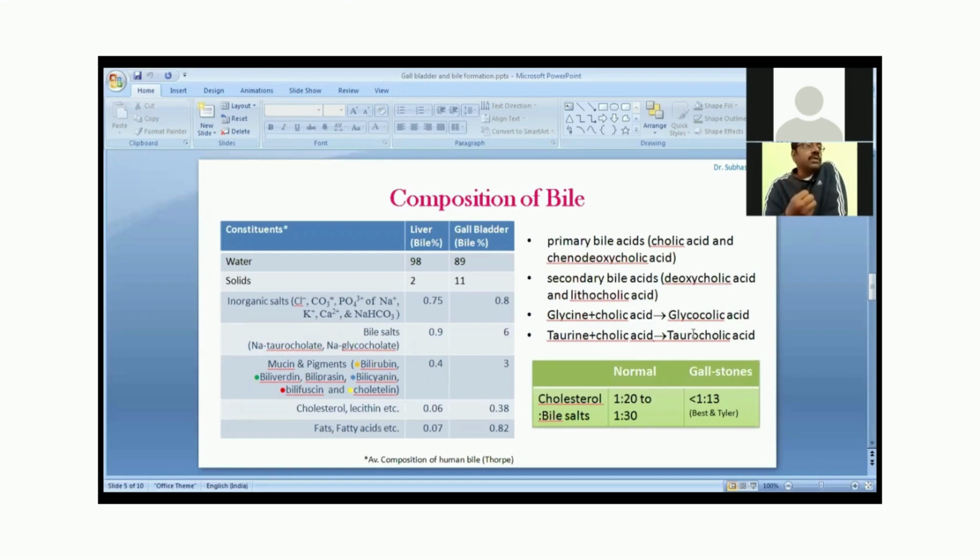What is the composition of the solid? The solid contains inorganic salts, bile salts of sodium taurocholate, sodium glycocholate, and also it contains mucin. Mucin is a protein excreted by the epithelial lining of the gastrointestinal tract, means inside our GIT. And pigments are bilirubin, biliverdin, biliprasine, bilicyanine, bilifusin, choletelin.